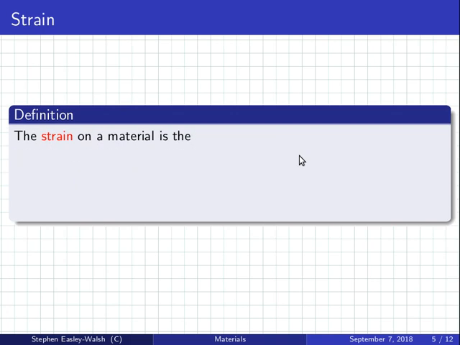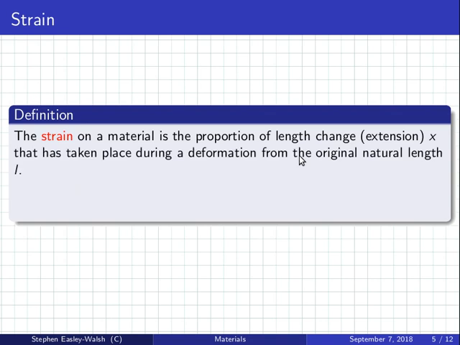The next one is called strain. So this is also a word you would know from English. The strain on the material is the change in length over the natural length. So, in other words, as a formula, the strain is just the extension over the natural length.